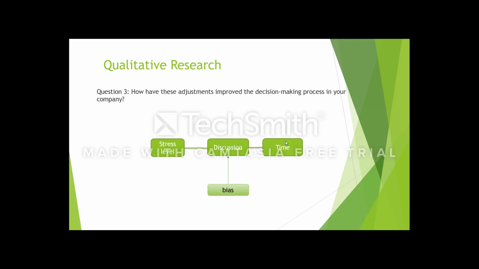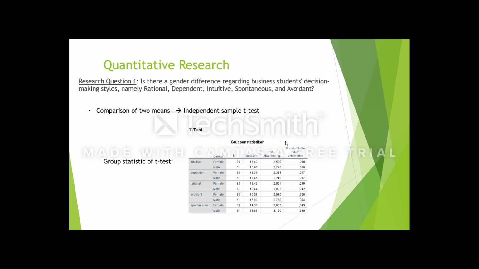The third question we asked is: how have these adjustments improved the decision-making process in your company? And we figured out three results. The first result is a lower stress level due to the structured and learned way to deal with decision making. Then the avoidance of adding personal bias into the process, for example in the discussion process. And this all leads to a less time-consuming decision-making process.